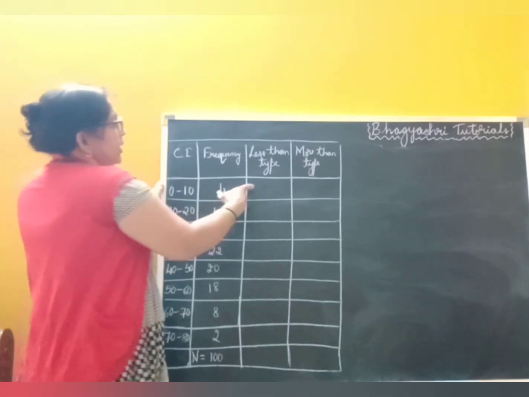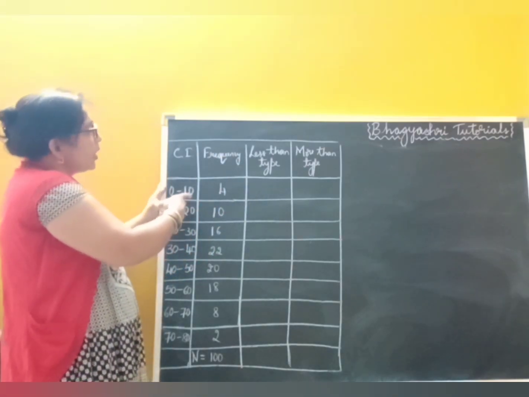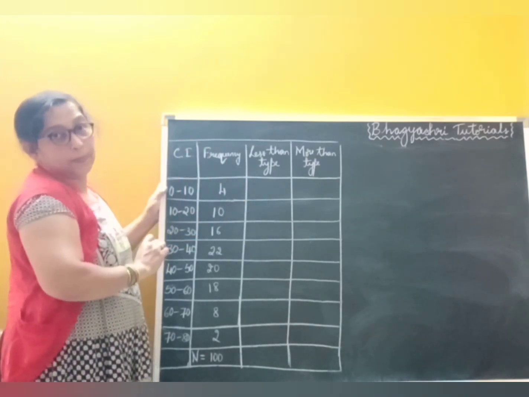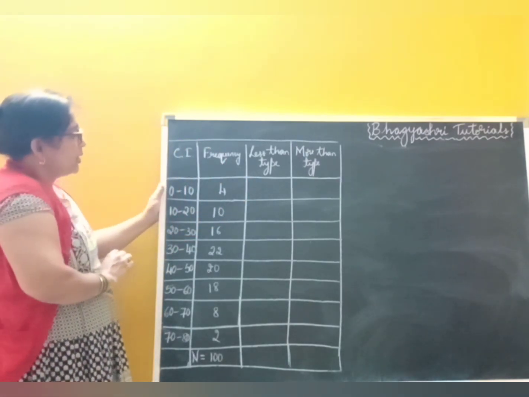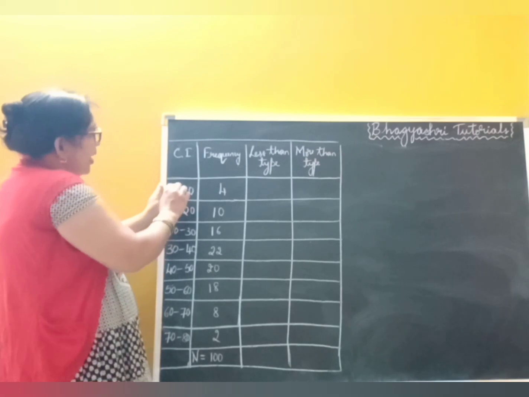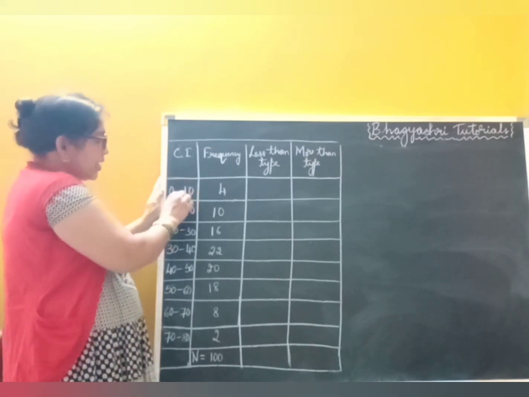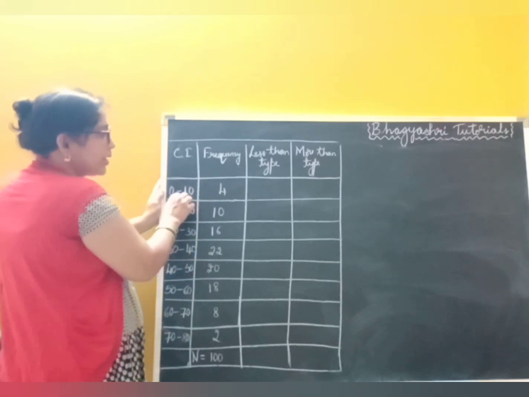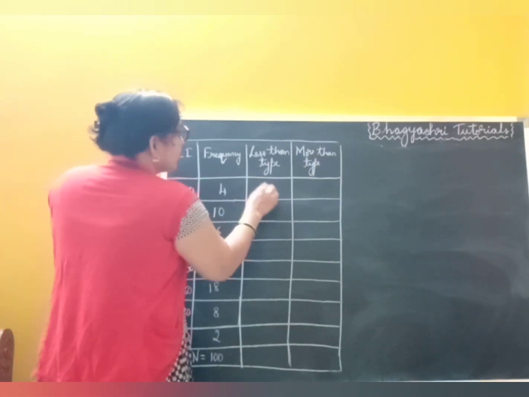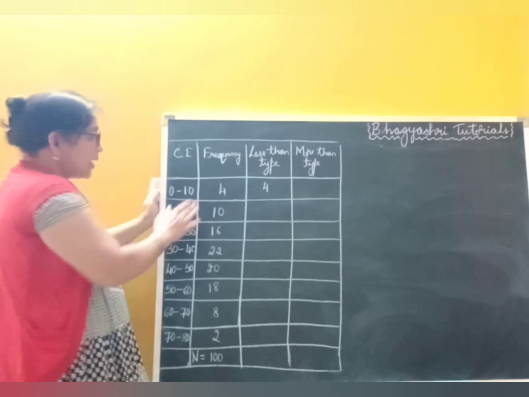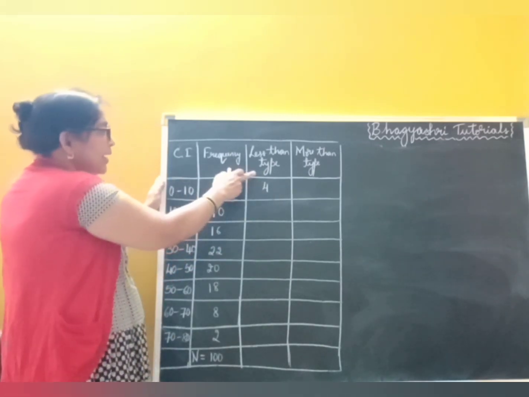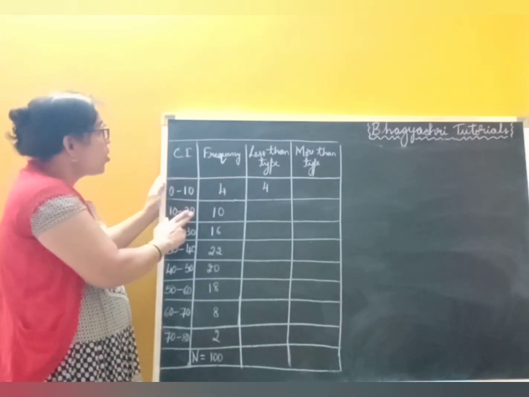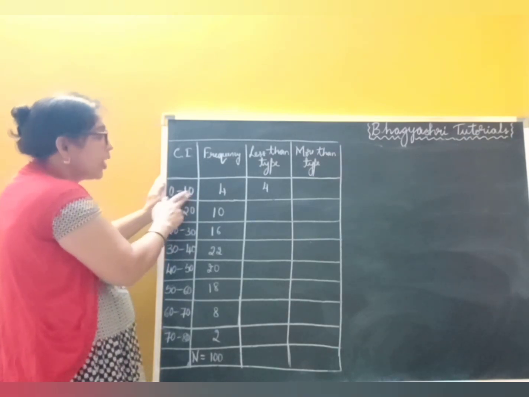Now let us write the cumulative frequency for less than type. How to write? First we have to write how many are there in the marks range 0 to 10. Less than 10, how many are there? There are 4. This is easy. As it is, it means less than 10. The students who have scored less than 10 marks, how many are there? 4.